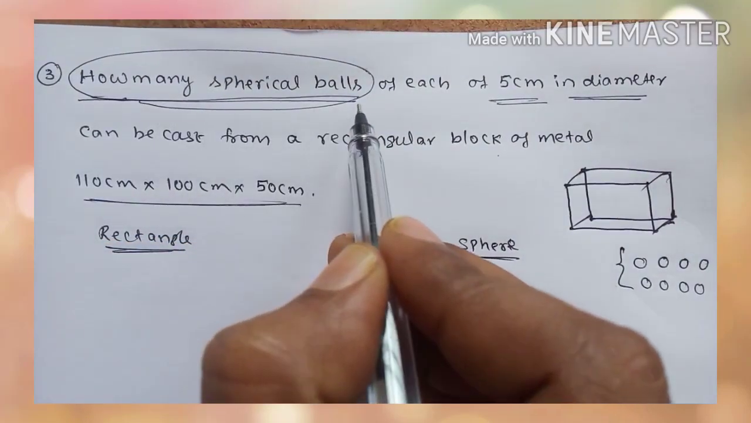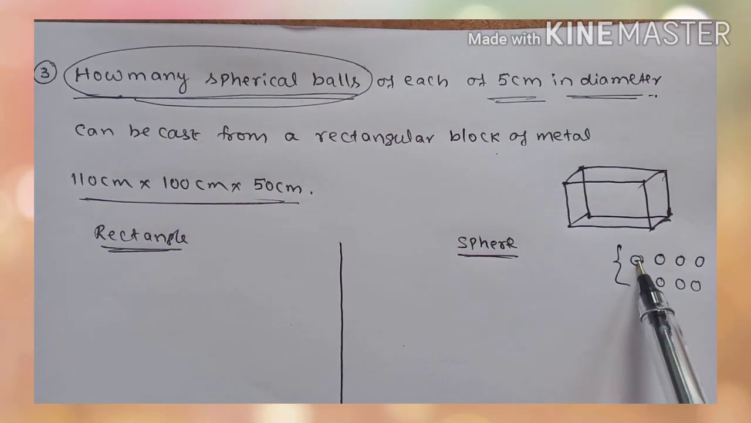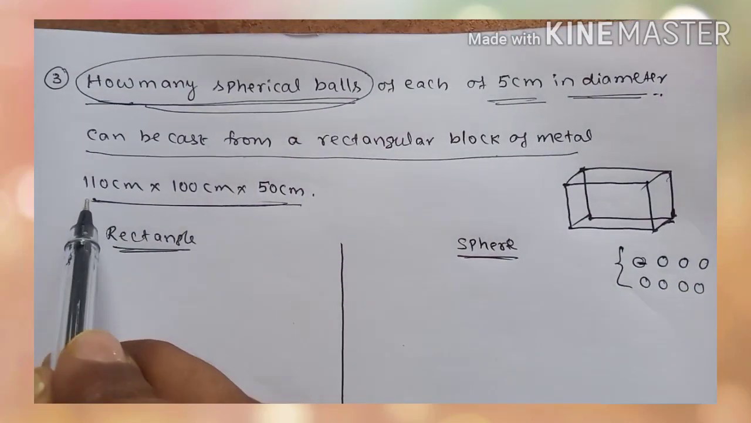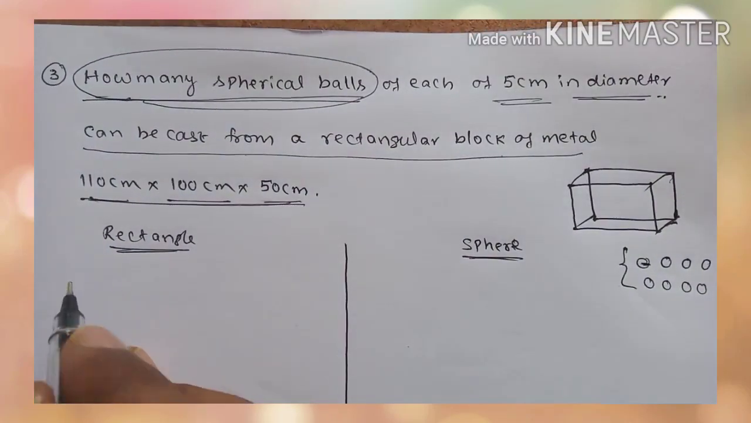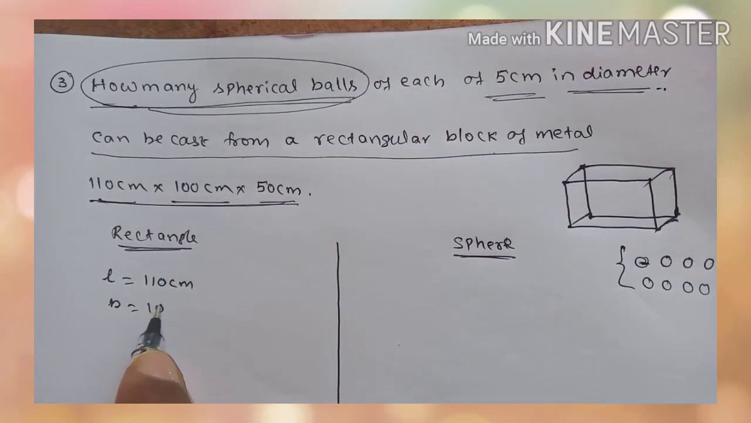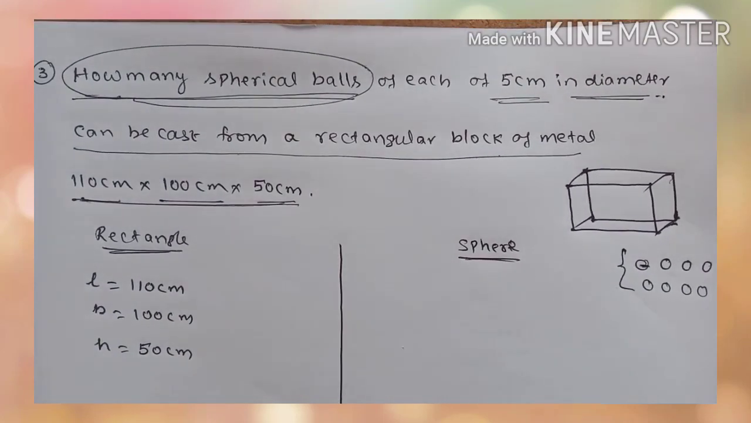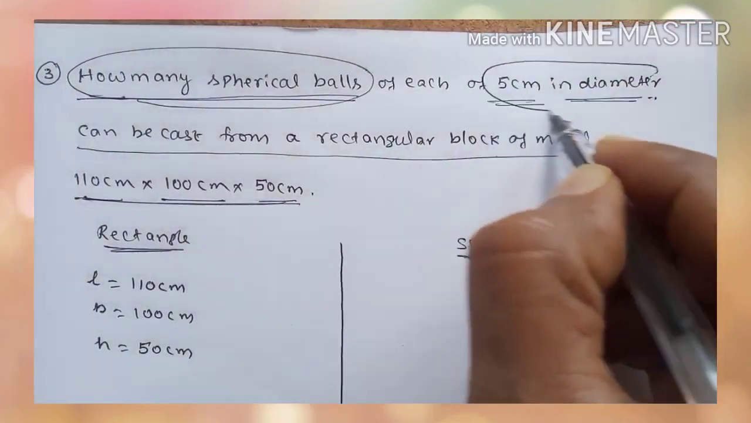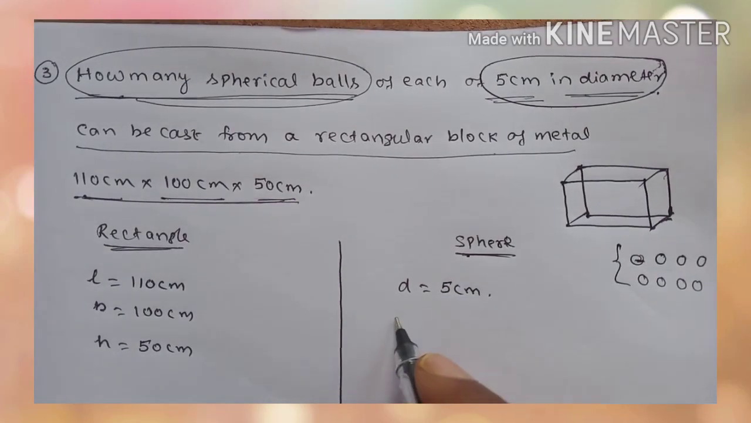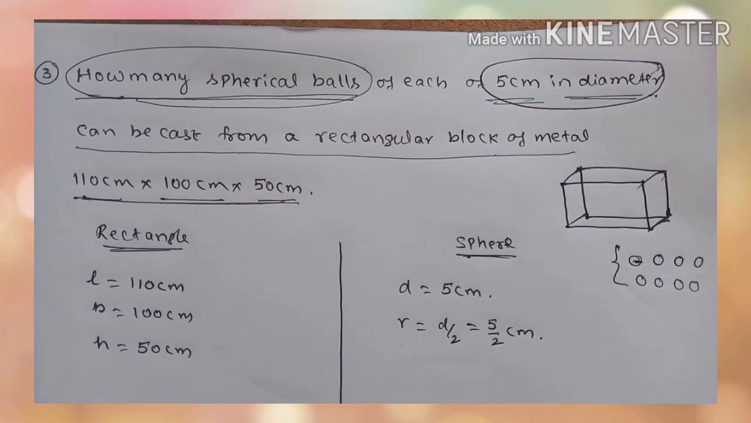Question: how many spherical balls, each 5 centimeters in diameter, can be cast from a rectangular block of metal with length, breadth and height? Here the given length is 110 centimeters, breadth is 100 centimeters and height is 50 centimeters. For a sphere, only one measurement is given, which is the diameter. Diameter d is equal to 5 centimeters. So radius is equal to diameter by 2, which is 5 by 2.